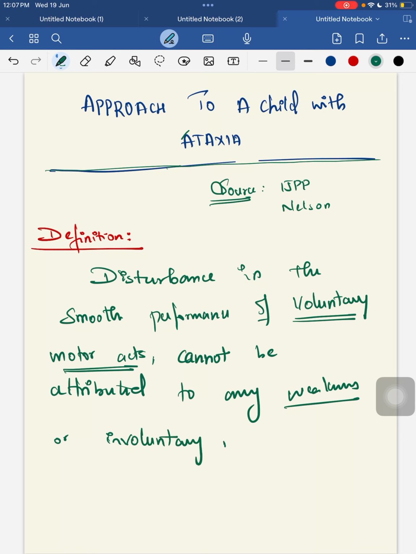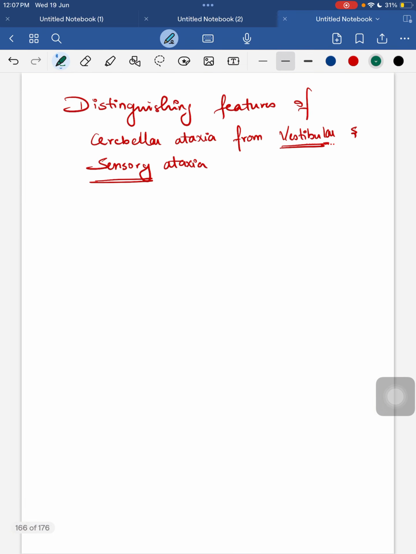Okay, next, what is the pathology behind ataxia in a child? Ataxia in a child can be due to disorders either in the cerebellum, in the vestibular system, or in the proprioceptive sensory system. How do we distinguish the features of cerebellar ataxia from vestibular and sensory ataxia?